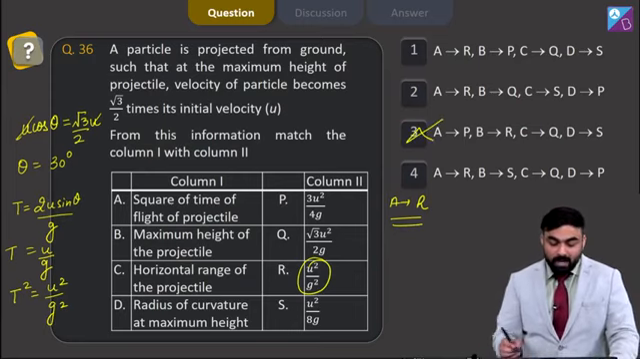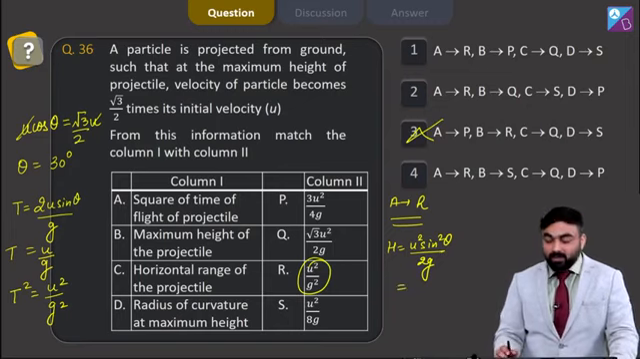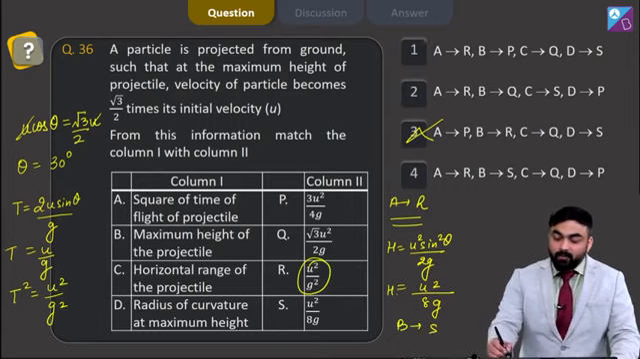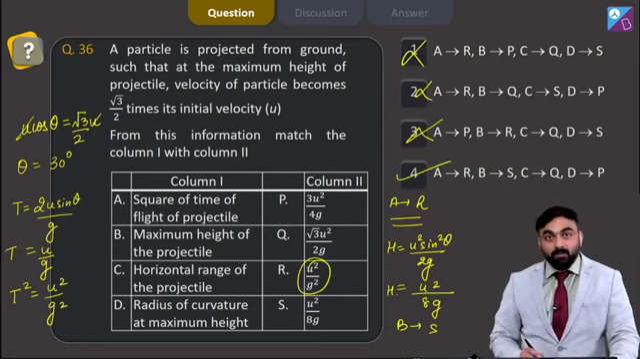Now maximum height of projectile is given by u square sin square theta over 2g. So from here sin theta, that is sin 30 degree, will be equal to 1 by 2. So its square will be 1 by 4. So it will be u square over 8g. Therefore B should be matched with S. So option number 1 is also eliminated, option number 2 is also eliminated. So correct answer is option number 4 here. This is the right answer.